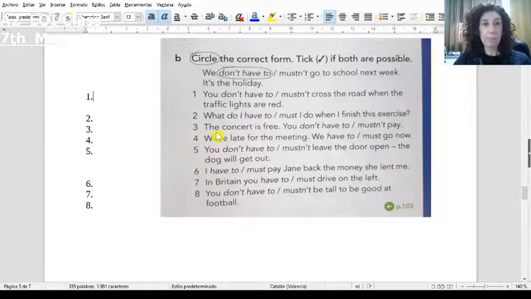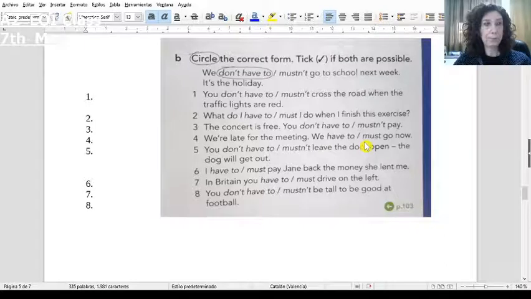Number 3. The concert is free, gratuito. You don't have to pay. No es necesario que no se paga, no es necesario que pagues o no pagues. Prohibido pagar. Si no viene la policía y os multará. 4. We are late for the meeting. We have to go now. We must go now.